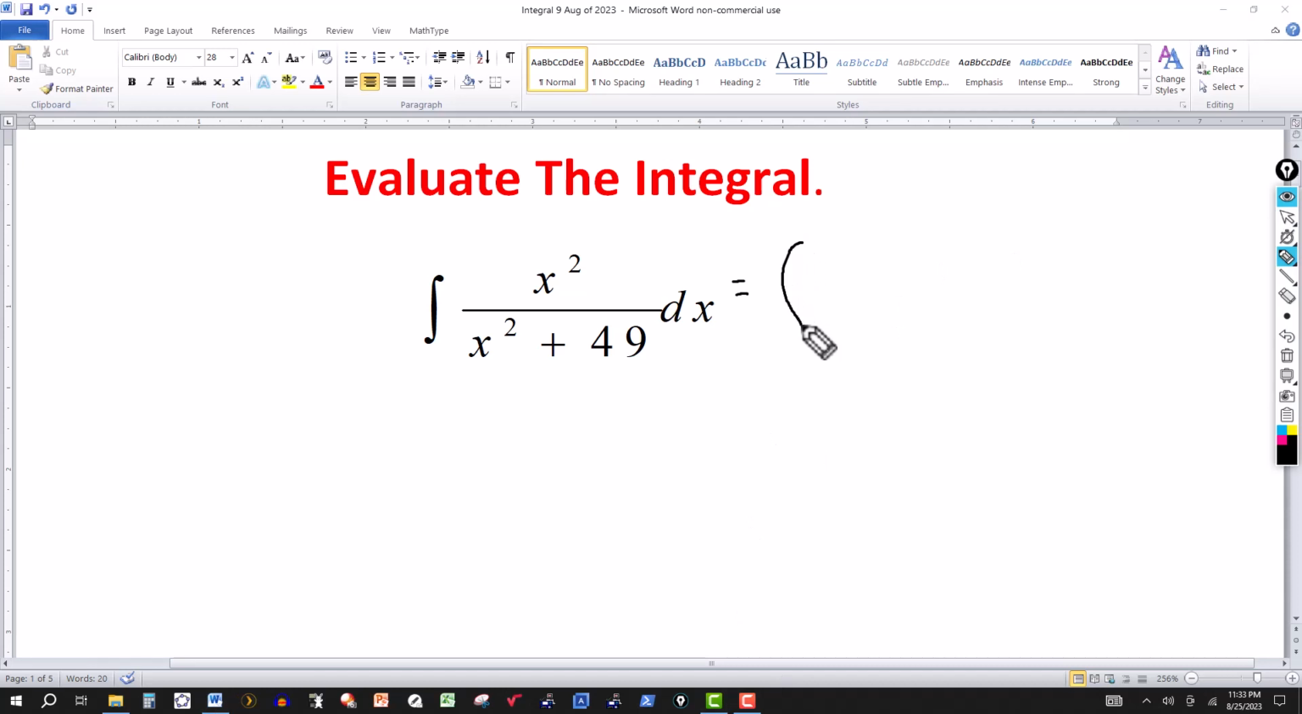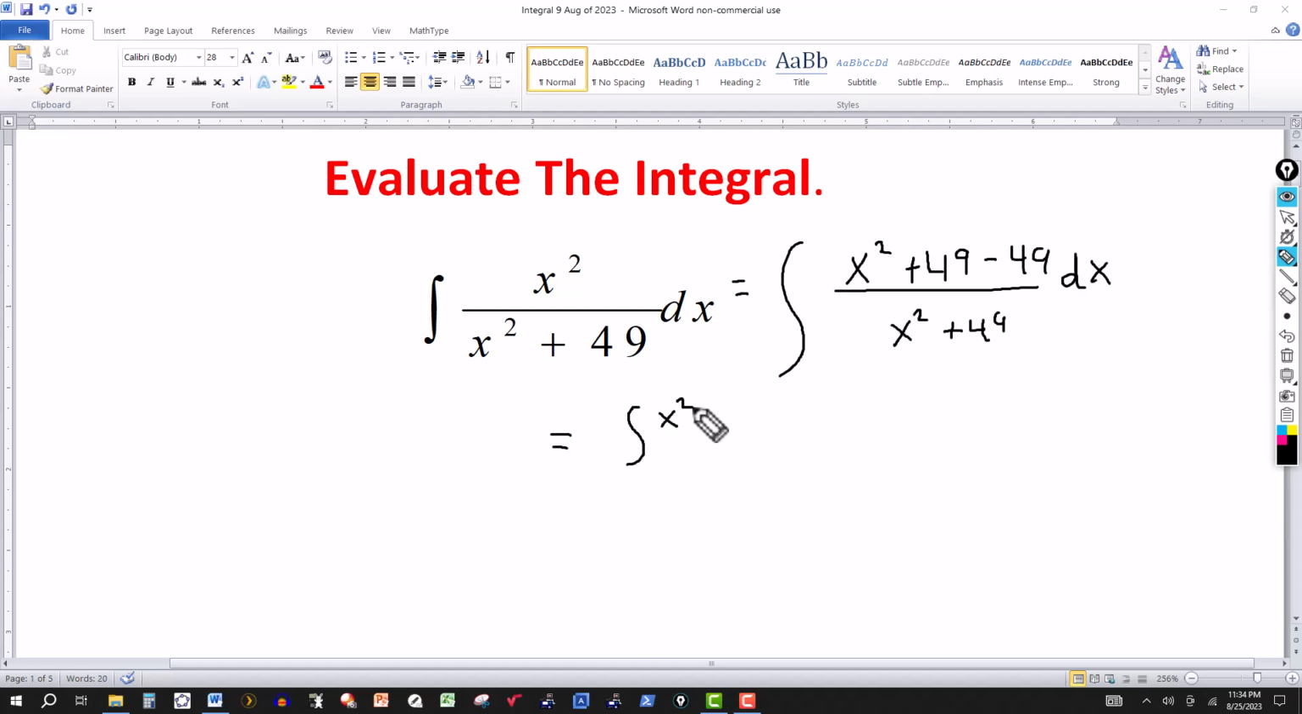So the first method, I'm going to rewrite it by doing this. I've got x squared, and I'm going to add 49 to the numerator, which is okay if I subtract 49, because all I'm doing is adding 0. So it hasn't changed the integral. And then I'm just going to rewrite this as 2 integrals. The first one would simply be x squared plus 49 over x squared plus 49, dx here.